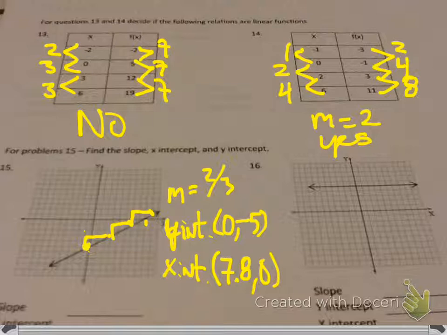Here this is a horizontal line, so the slope is 0. The y-intercept is at 0, 5, and for the x-intercept there are none. You've got to keep that in mind. Again, if it was a vertical line, the slope would have been undefined. There would have been no y-intercept, and the x-intercept would have been whatever that line was crossing on a vertical line.